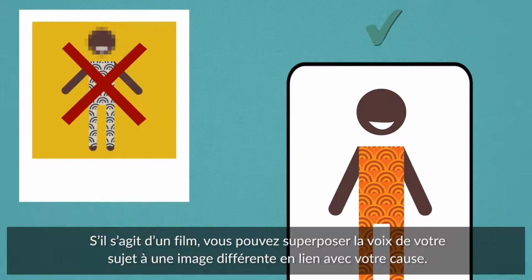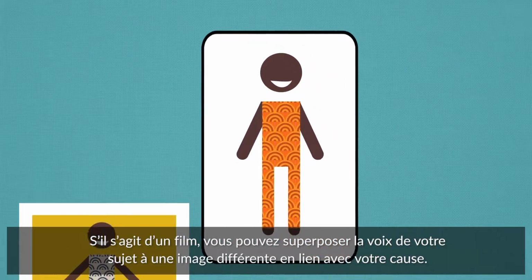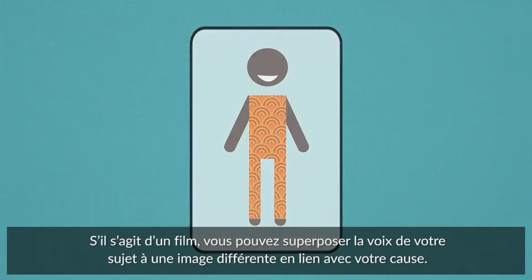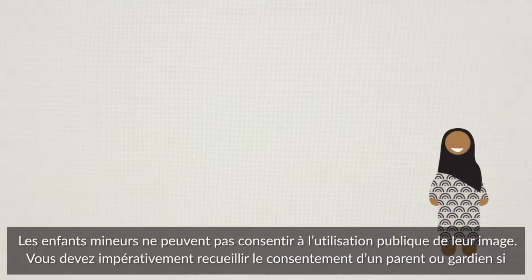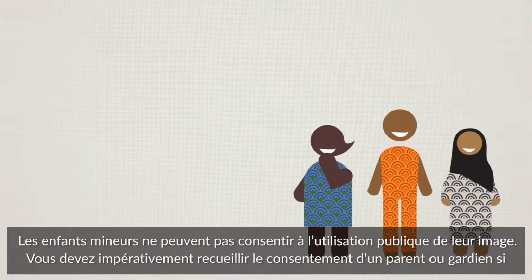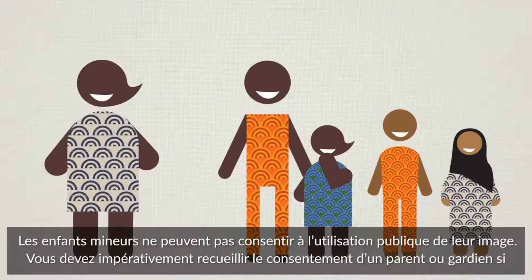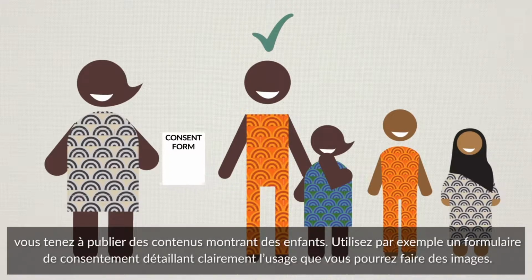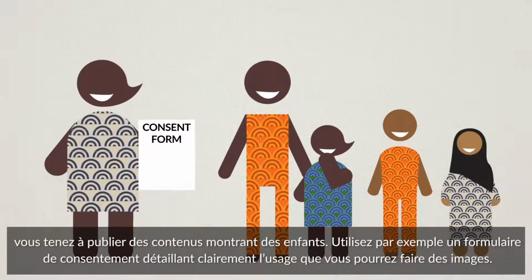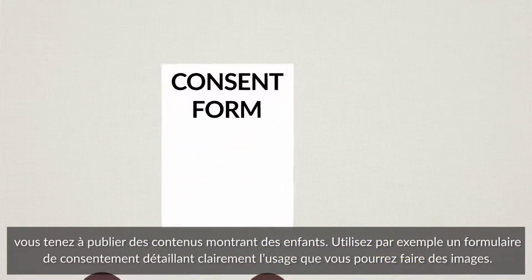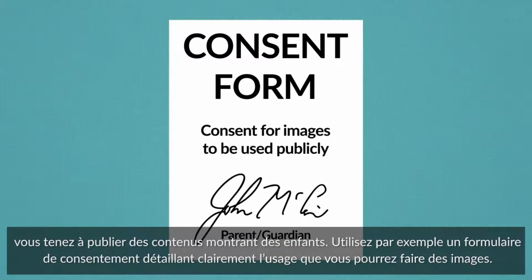If filming, use the subject's voice over a different image related to the cause. Remember, children cannot consent to have their photo used for public dissemination. You must ensure you obtain consent from parents or guardians if you choose to use images of children. For example, use a consent form that clearly explains how the images would be used.